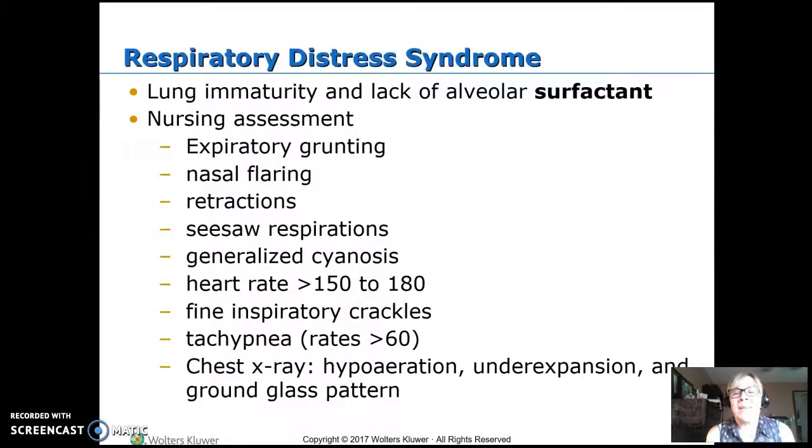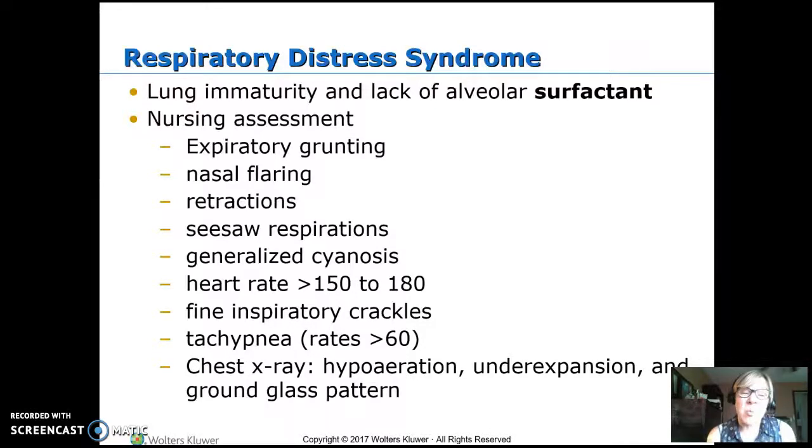So respiratory distress syndrome, this is what happens to our preemies because they don't have enough surfactant in their lungs. Surfactant makes the lung tissue able to separate. It's like adding some soapy water when you're putting a vinyl cling on the window. That soap, that detergent, makes it not stick. That's the way surfactant acts. So it stops the alveoli from sticking together so that it takes less pressure to open them.